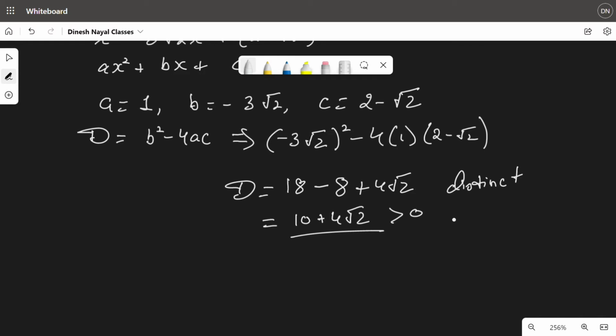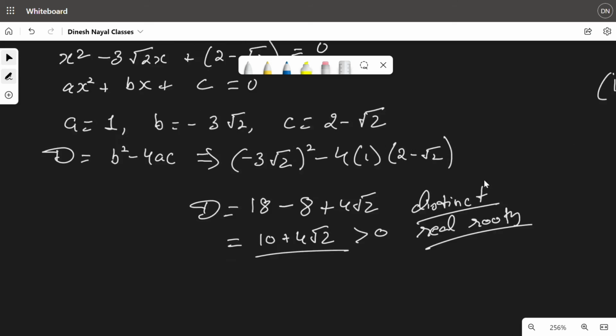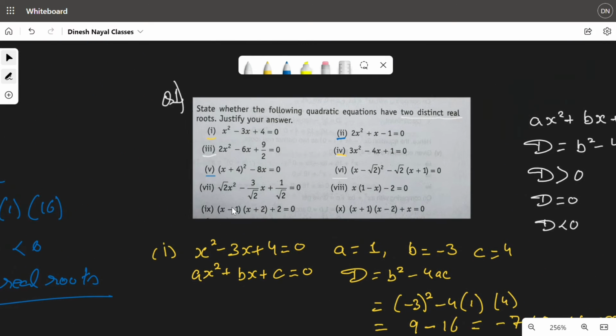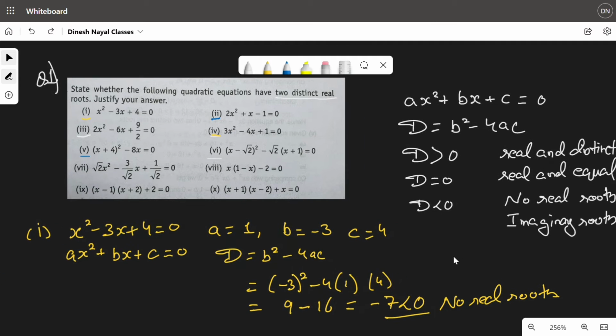Distinct, yeah, same thing, distinct real roots. Or you can also write 2 distinct real roots. On to the next part, which is question 7.